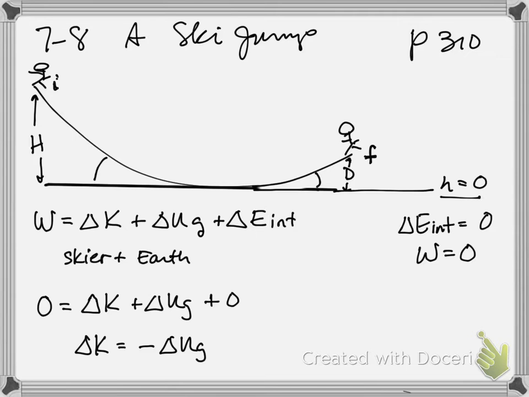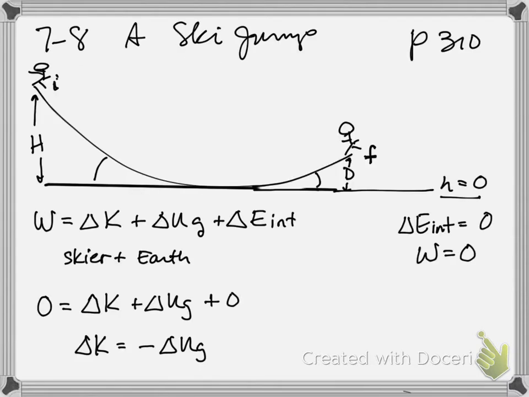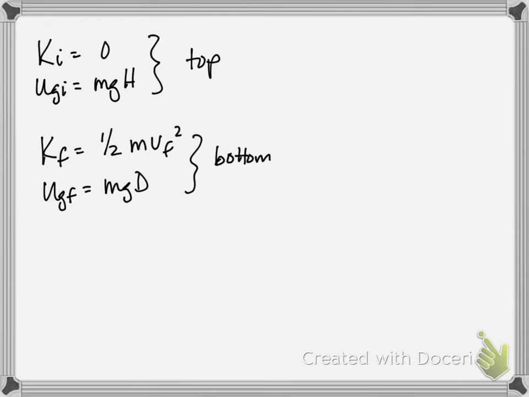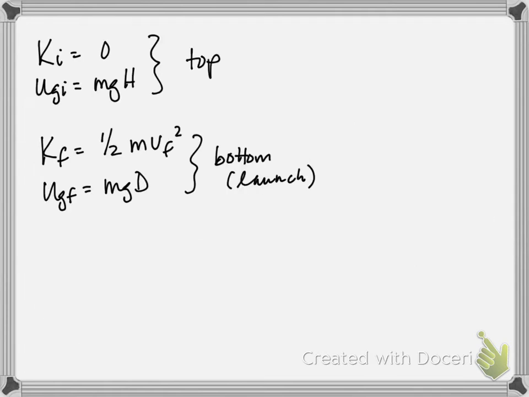So let's make an accounting of all of the energy we have at the top and at the bottom. At the top of the ramp, the initial kinetic energy is 0 because he's at rest. At the top of the ramp, the gravitational potential energy is mg times capital H because here his height is capital H. Now, at the bottom of the ramp, or I should say at launch, things have changed. He's now got a speed, so his kinetic energy is 1/2 m v_f squared. His final gravitational potential energy is mg times capital D right here.